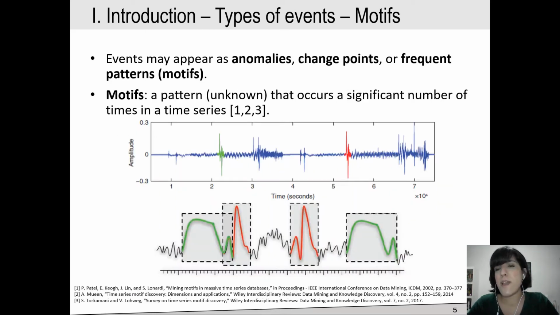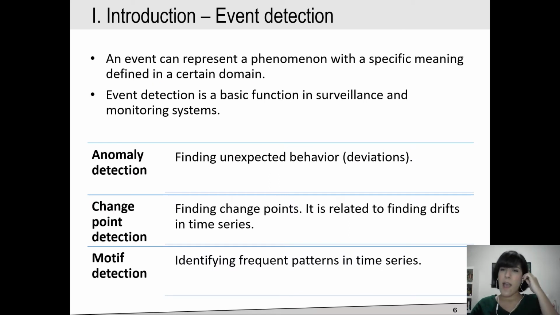Finally, an event may appear as an unknown specific pattern that occurs a significant number of times in a time series. In that case, it is called a motif. So, as it happens in a particular domain application, an event can represent a phenomenon with a clearly defined meaning. In that case, the problem of detecting such events becomes relevant, especially for applications based on sensor data analysis, for example. In fact, event detection is recognized as a basic function in surveillance and monitoring systems.